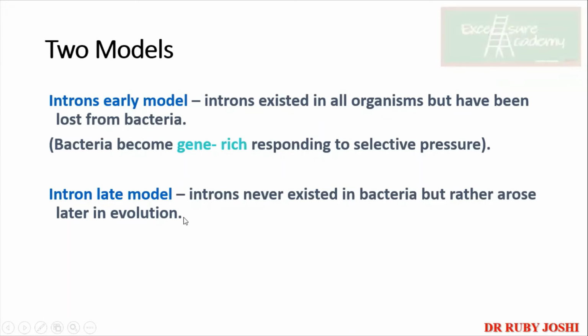Or then we have another model which says the introns late model. So introns never existed in bacteria but arose later in the evolution. So as the diversity was increasing, the evolution started adding the introns in the genome of the eukaryotes. Okay, so these are the models. As I said before, models are something which the scientists or the researchers have hypothesized. Okay, we don't have hardcore experimental evidence to prove it. Okay, so these are the models.